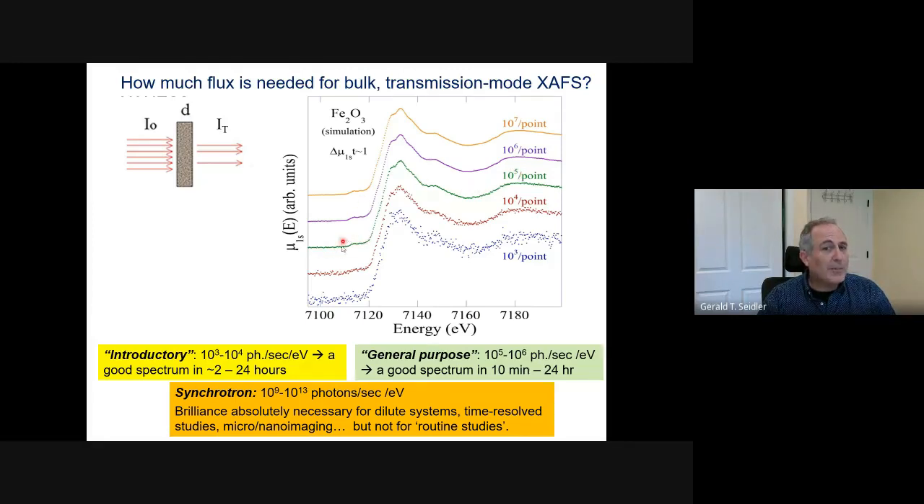You might want a little bit more counting here. You might see there's a double bump there. It's hard to see at the 10 to the 5 data. But the general message is you don't need a lot of photons if you have a concentrated sample like this.